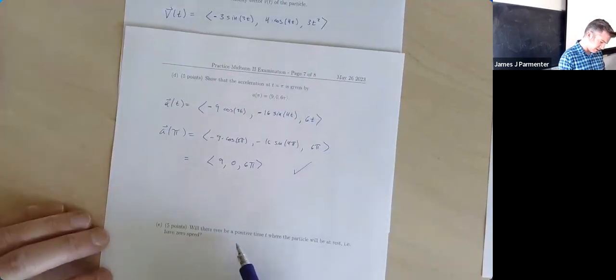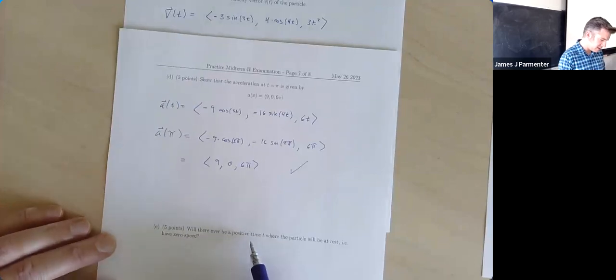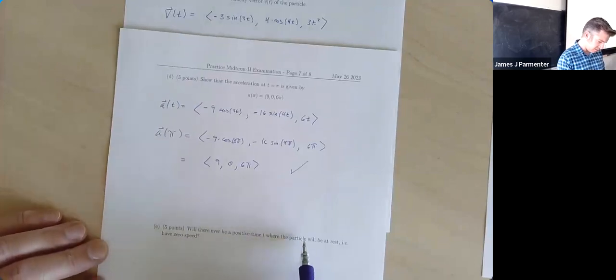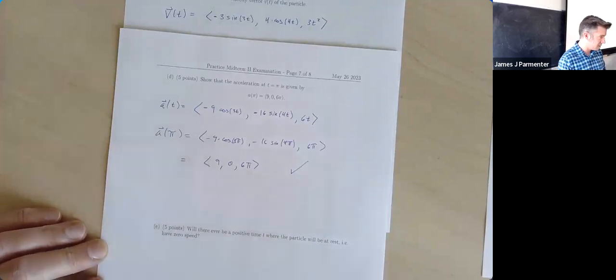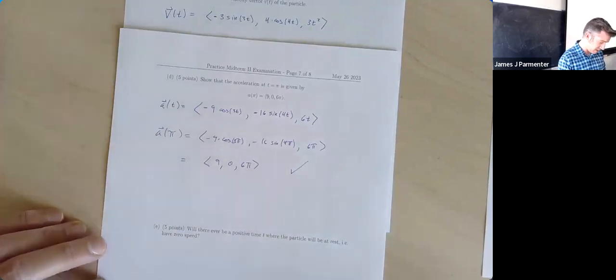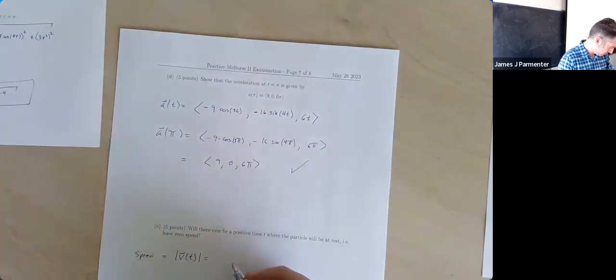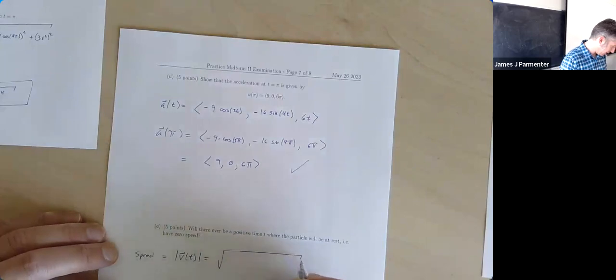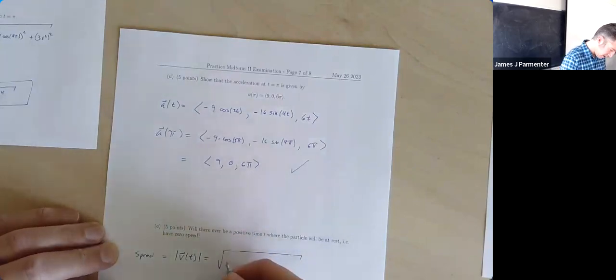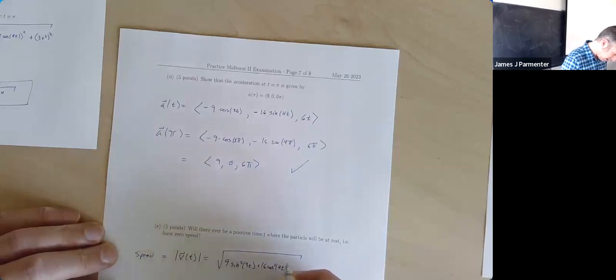Then there's this last question here. Will there ever be a positive time t where the particle will be at rest, i.e. have 0 speed? Well, let's go look back at the speed. So the speed, which was just equal to the magnitude of the velocity, was equal to the square root of, and I'm going to write the most simplified version of this, 9 sine squared of 3t plus 16 cosine squared of 4t plus 9t to the 4th.